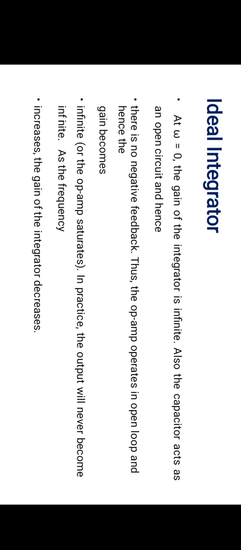At omega equal to 0, the gain of the integrator is infinite. Also, the capacitor acts as an open circuit and hence there is no negative feedback. Thus, the operational amplifier operates in open loop and hence the gain becomes infinite. In practice, the output will never become infinite. As the frequency increases, the gain of the integrator decreases.